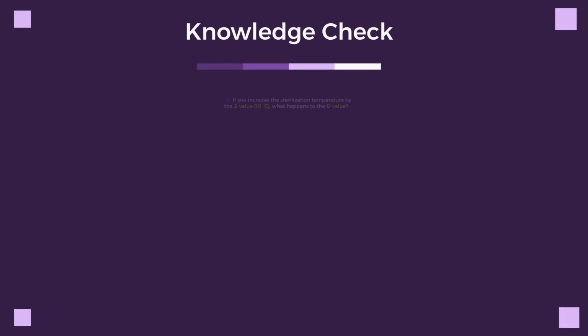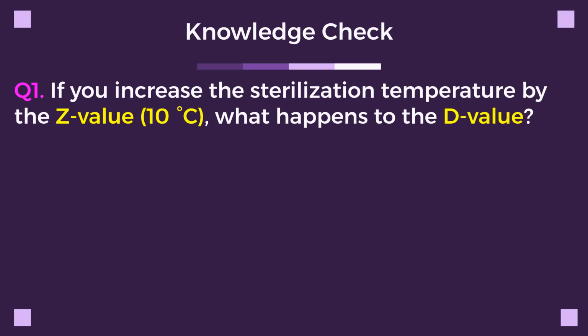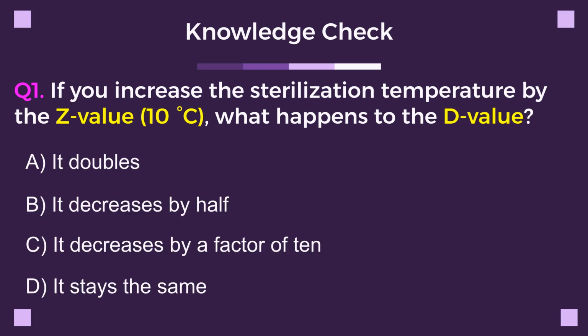Now let's quickly test your knowledge. Question 1. If you increase the sterilization temperature by the Z value, which is 10 degrees Celsius, what happens to the D value? The correct answer is, it decreases by a factor of 10. That's the definition of the Z value. It's the temperature shift needed to reduce the D value tenfold.